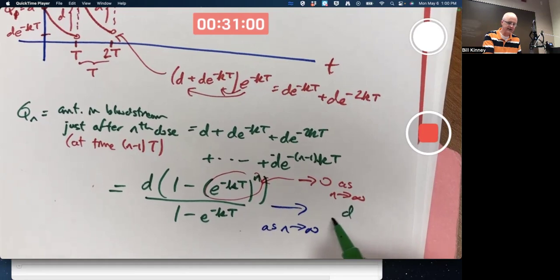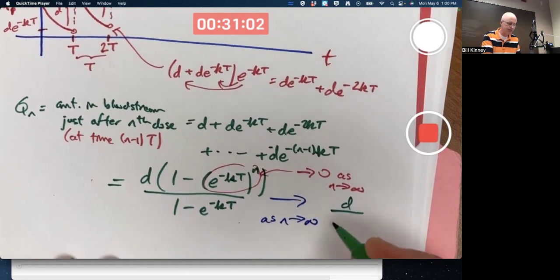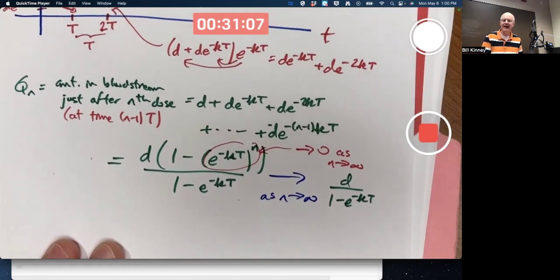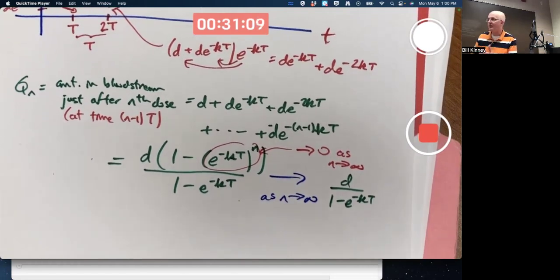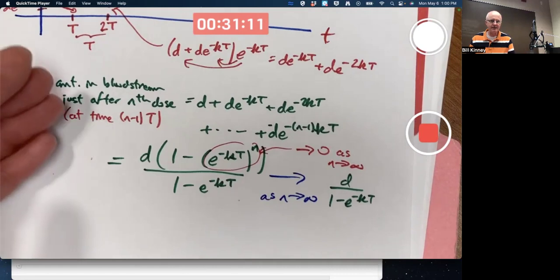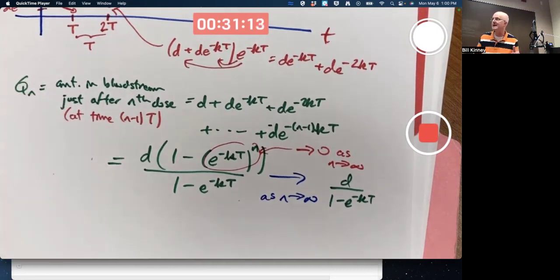d times 1 minus 0, which is just d, over 1 minus e to the negative kt. Hey, yeah, that looks like a over 1 minus r from geometric series. I didn't actually have to do all this derivation, but I did anyway. I can think about infinite geometric series to help me guarantee that I stay below U.